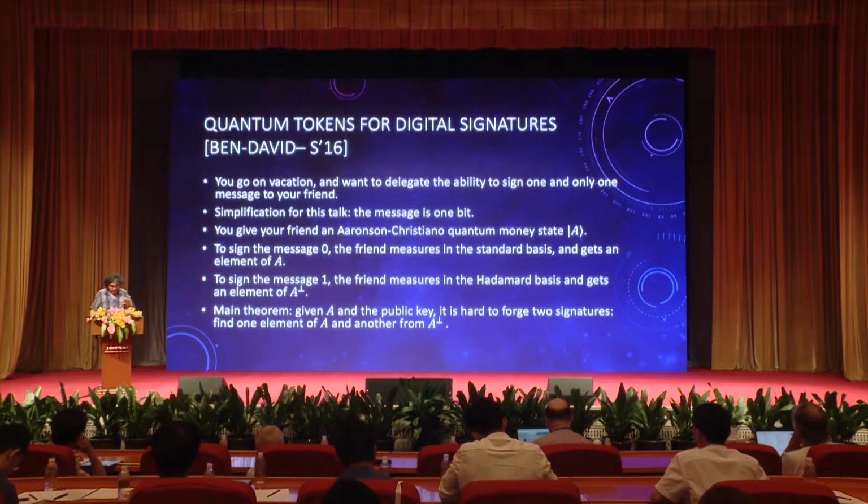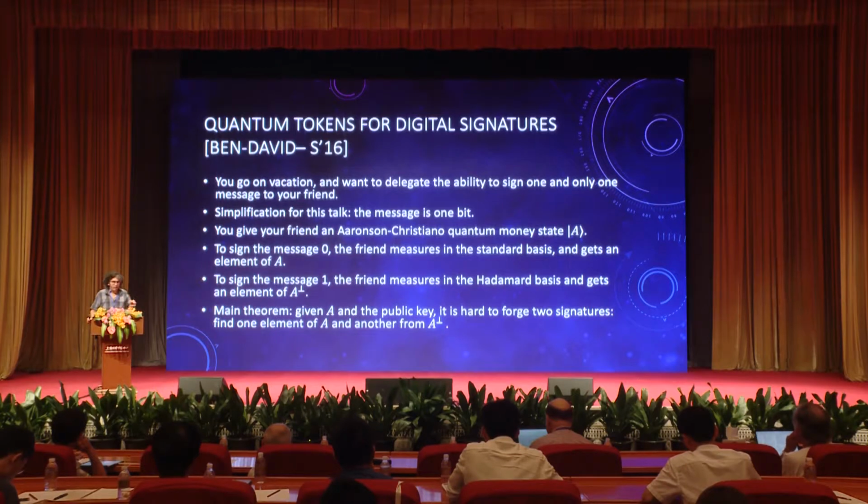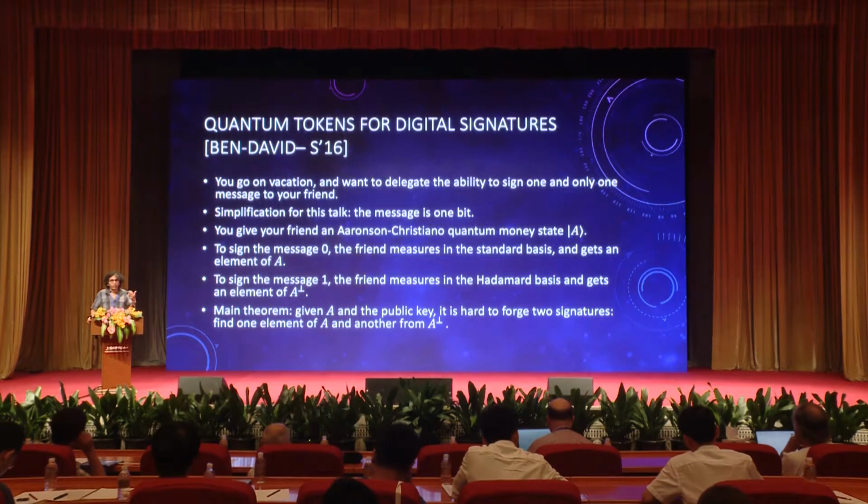So I'll explain how to construct such a scheme using Aaronson and Christiano's ideas. For this talk, we'll assume that you want to sign 1-bit messages. So you use a signature scheme based on this quantum money. You generate this token A, and to sign the message 0, the friend measures the state in the standard basis. Recall this is just the uniform superposition over all the elements of A. So your friend will measure one element of that subspace.